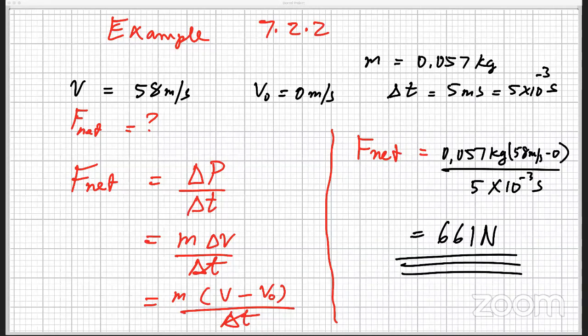Now take note, this problem could simply have asked you to find the impulse. And the impulse will just be the change in P, which is M times change in V. So 0.057 kilograms times 58 minus 0. That would be the impulse. And the impulse would be 3.3 kilogram meters per second.